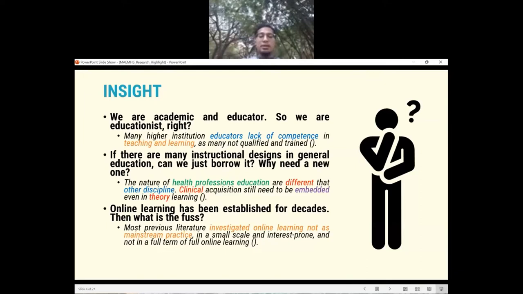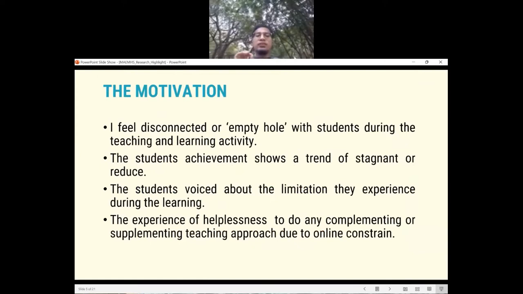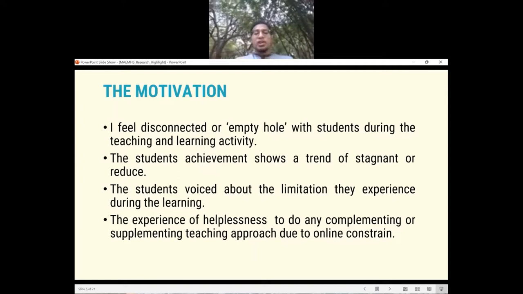But when we look at the COVID-19 context, many of the practitioners were not prepared and the research came ad hoc. So this motivates me because I feel disconnected, or I feel an empty hole with my students during the teaching and learning. And then the student achievement, even though quite okay, shows a trend of stagnation in terms of their skill and their knowledge also. The third thing, the students also voiced the limitations they experienced during the learning. And the fourth thing is that we as educators feel helpless because we cannot help our students to learn more by doing other approaches, as we are really limited and constrained with online learning.